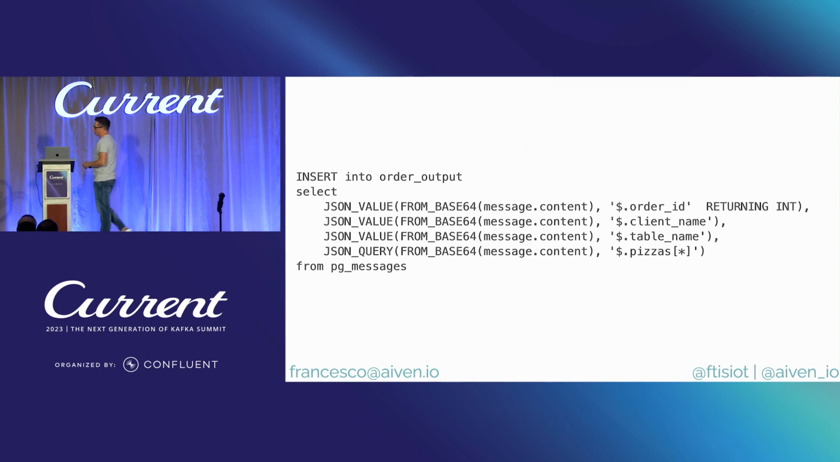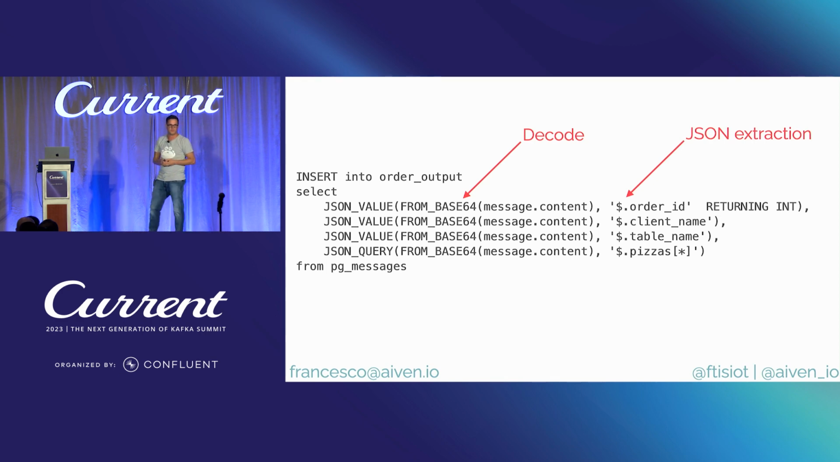How do we make sense of this data in Flink? Well, we need to perform a couple of things. First of all, we need to decode the data, because the data that we write to the log is automatically encoded, and we can use the function from base 64. And then, since we package the information as a JSON object, we need to retrieve all the fields. But I would say that this kind of SQL is not too hard to write or to keep.